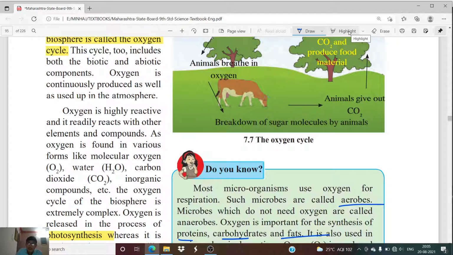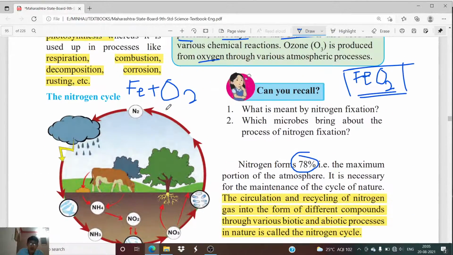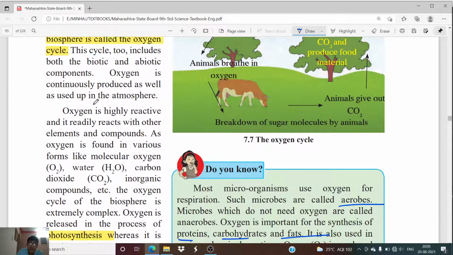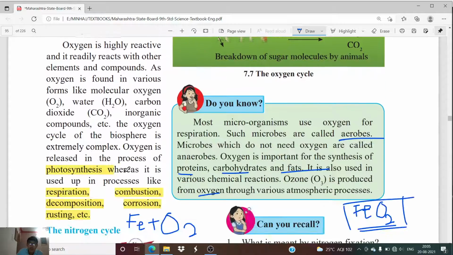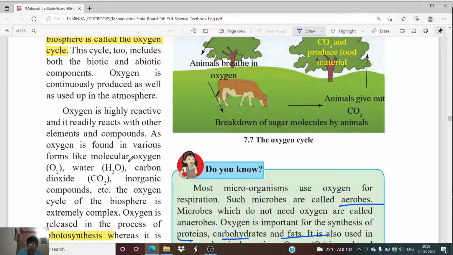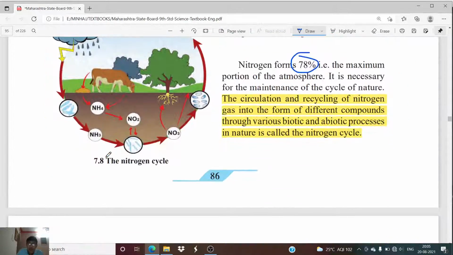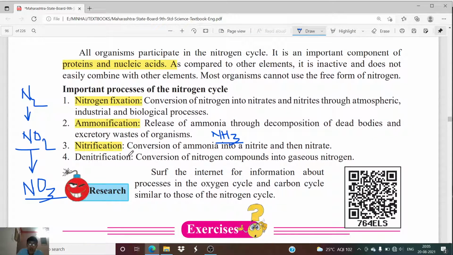So in this particular lesson, we have seen the oxygen cycle and the nitrogen cycle. What is important for you is that you have to know the definitions of these cycles. It is not difficult to learn. Okay, so you have to learn the definitions properly. You must know the various forms of oxygen. Okay, and you must know the various forms of nitrogen, as well as you have to understand all these four processes properly. Okay, that is nitrogen fixation, ammonification, nitrification, and denitrification.